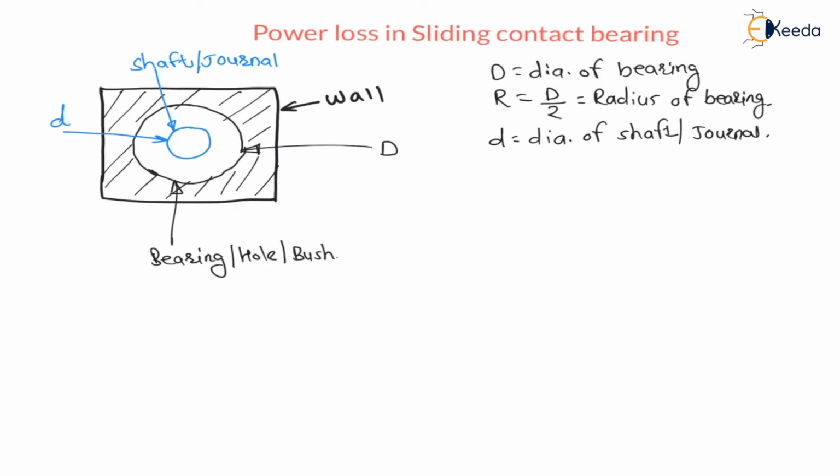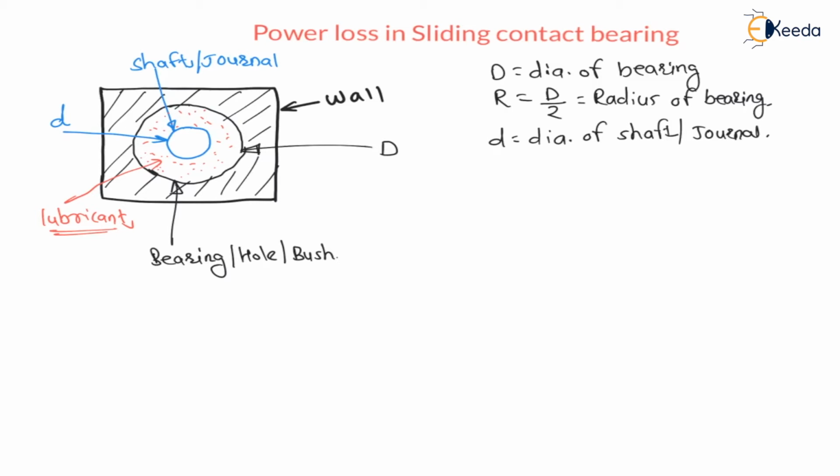Now the sliding contact bearing is nothing but simply a hole drilled inside a wall, and this hole is acting as a support for this shaft. The space between shaft and bearing is filled with lubricant. Inside there is a lubricant, and if I fill this space with lubricant, then it becomes a sliding contact bearing.